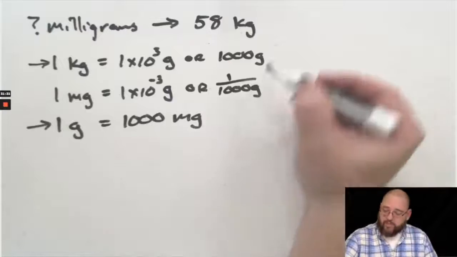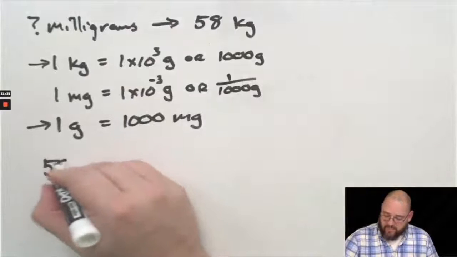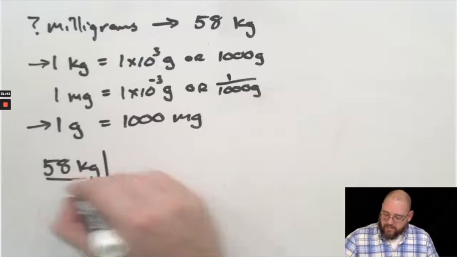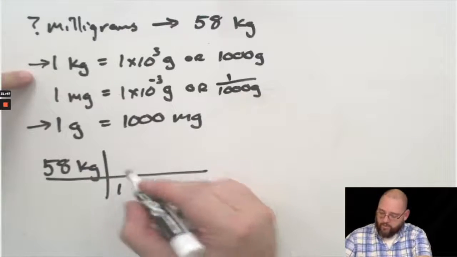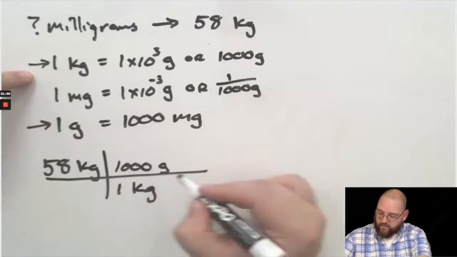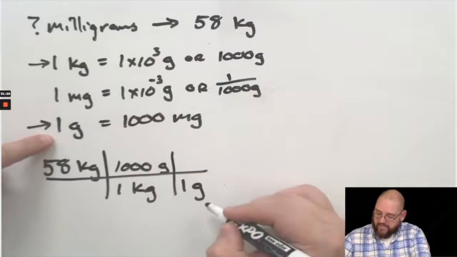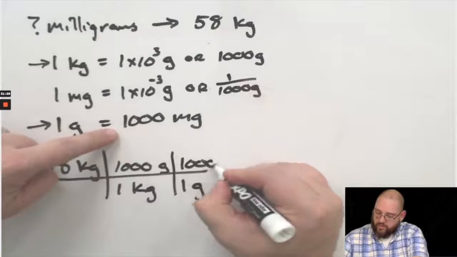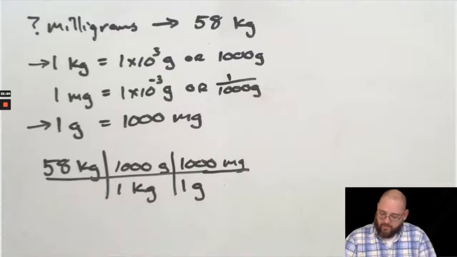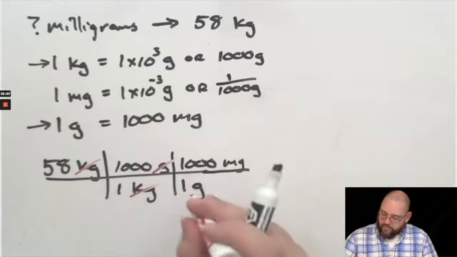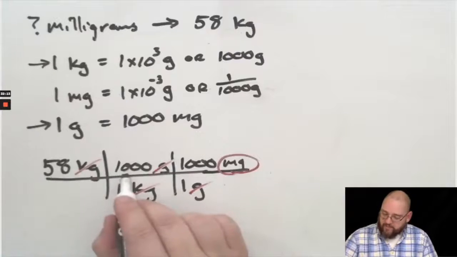Okay, so if I want to know how many milligrams are in 58 kilograms, I have 58 kilograms, and 1 kilogram is equal to 1,000 grams. And 1 gram is equal to 1,000 milligrams. So you can see that the kilograms are going to cancel, the grams are going to cancel, I'm left with milligrams, and then my number is going to be 58 times 1,000 times 1,000.